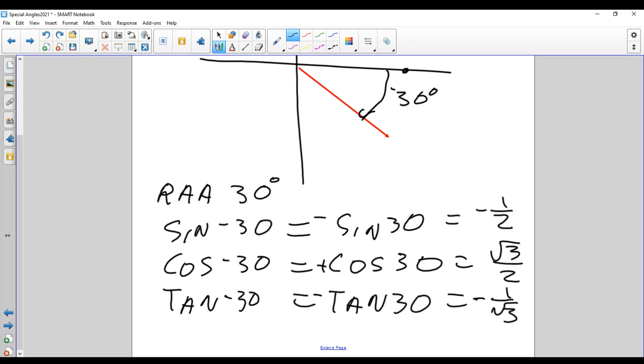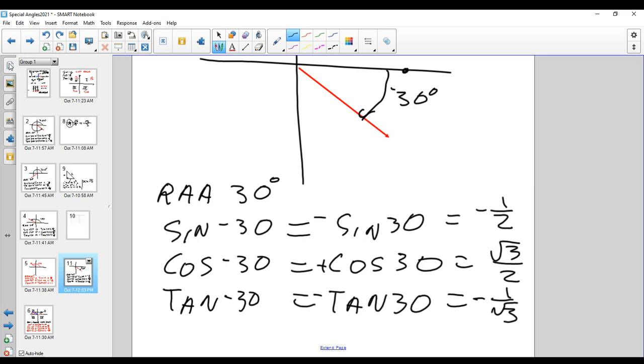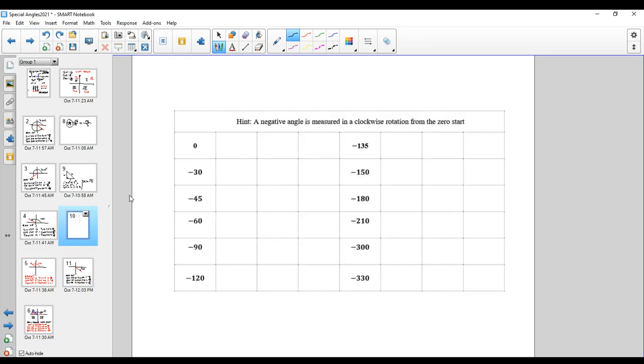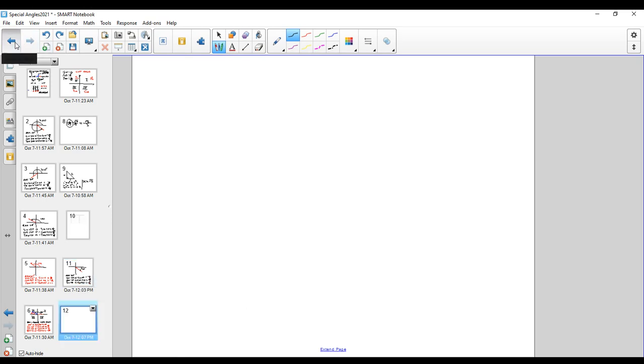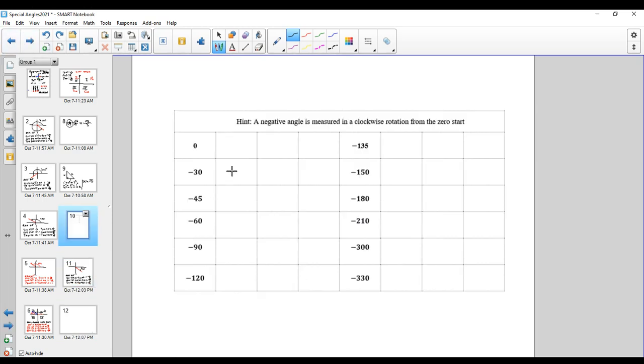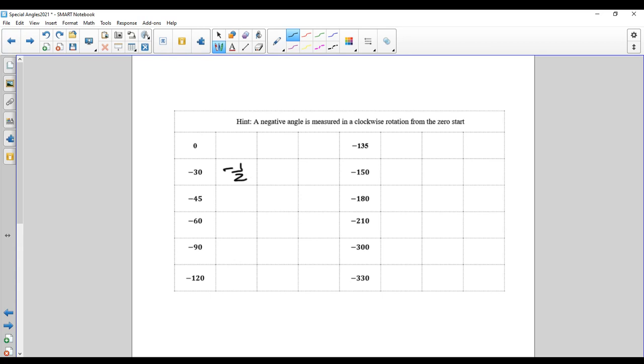I'm going to squeeze one more in. Then you're on your own. Let me go back to my chart for that and see. Let's see now. So let's put in minus 30 right now. Here are my answers: minus 1 over 2, root 3 over 2, and minus 1 over root 3.